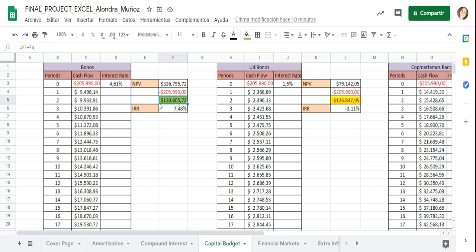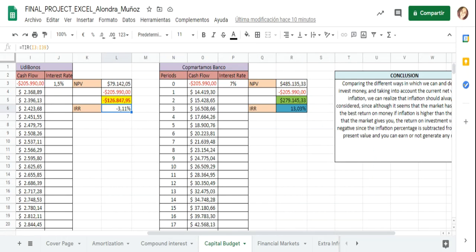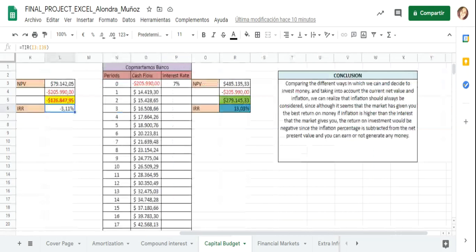Here we have the calculations, and this is the percentage that you have to return your money. And here you could see that you could lose your money if you choose this financial market. Well, I finally chose Compartamos Banco.